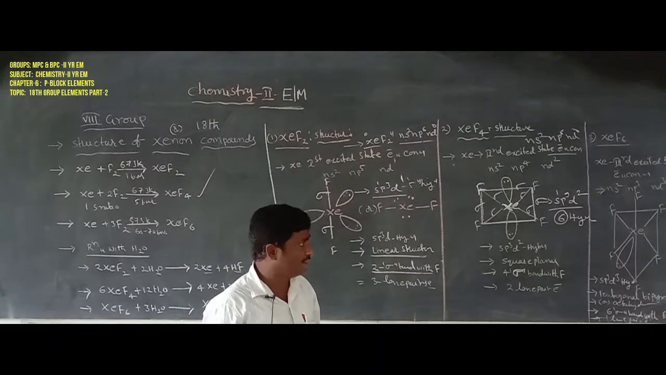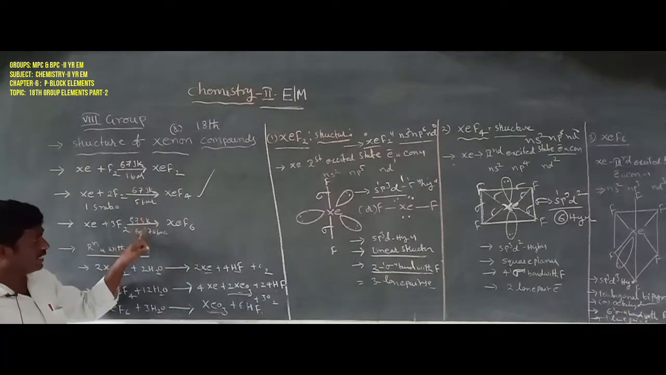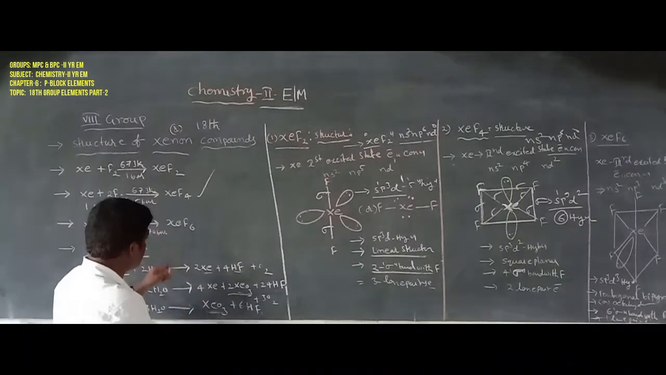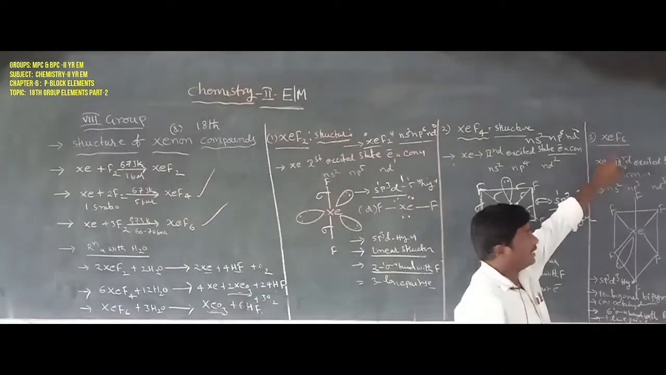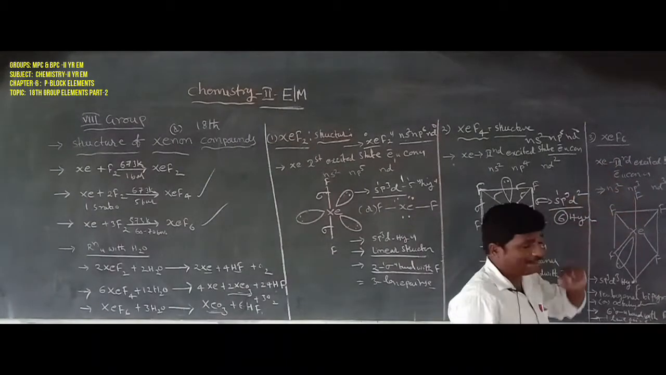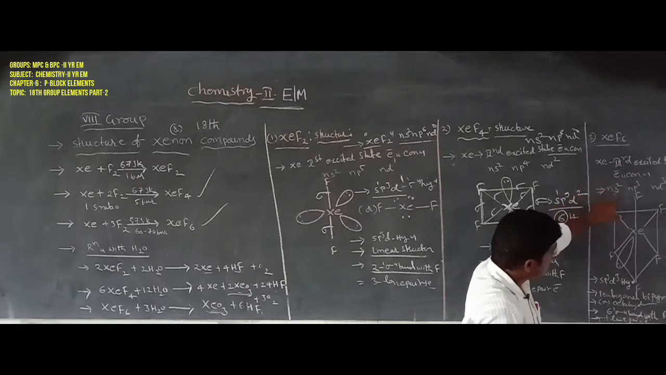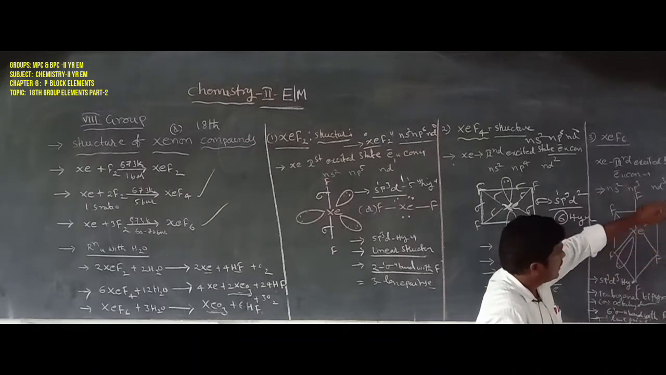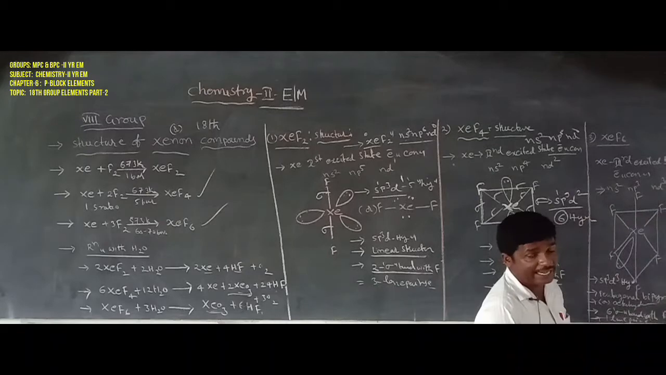Another one: xenon reacts with fluorine at 573 Kelvin and 60 to 70 bar pressure, then forms xenon hexafluoride. That is the preparation of xenon hexafluoride. Now the structure of xenon hexafluoride. In xenon hexafluoride, xenon is the central metal atom. The xenon second excited electron configuration is 5s2 5p3 5d3. The s orbital has 2 electrons, the p orbital has 3 electrons, and the d orbital has 3 electrons. Here 2 plus 3, 5, 5 plus 3, 8 electrons.